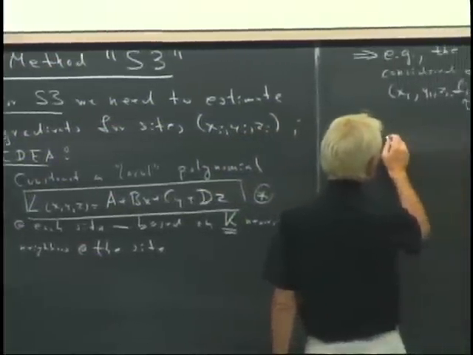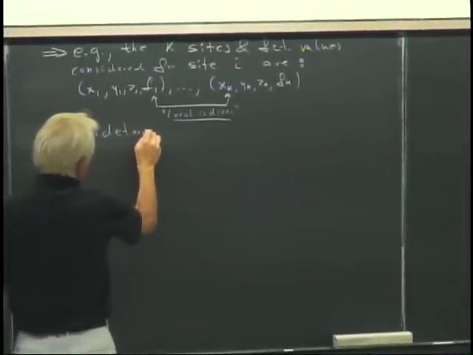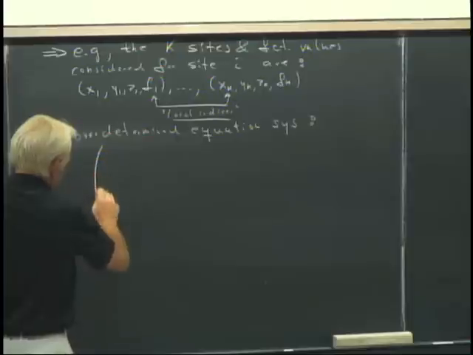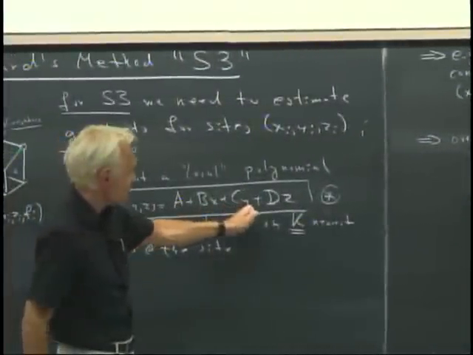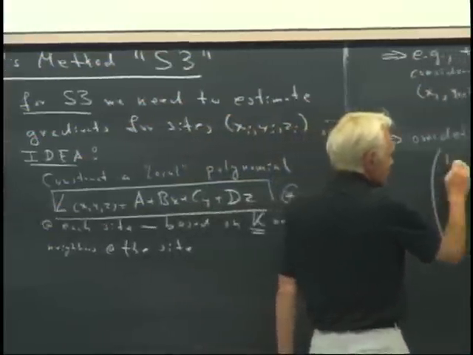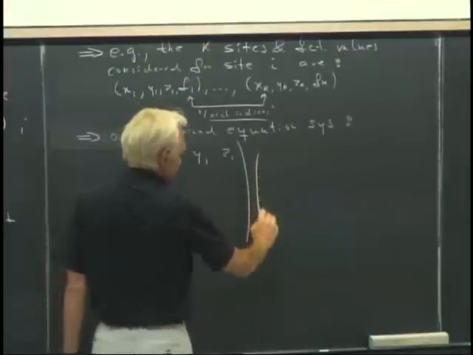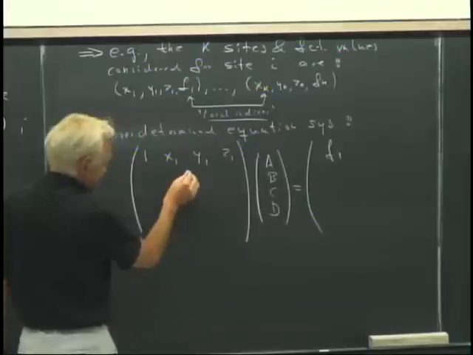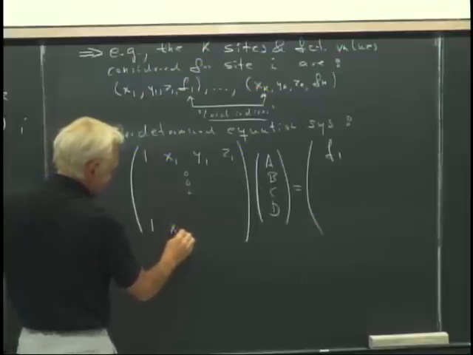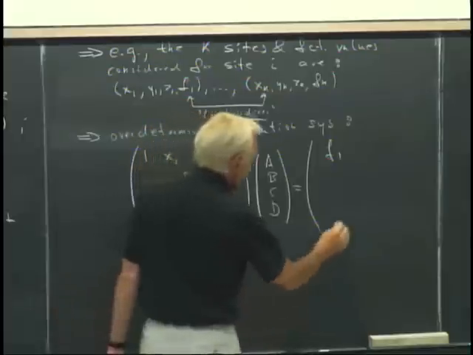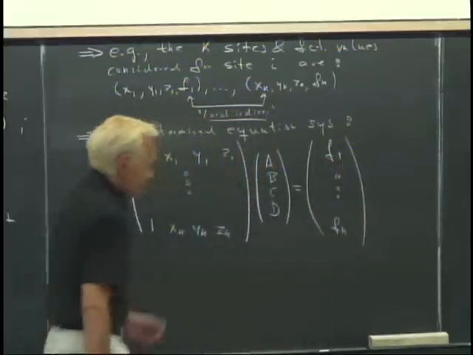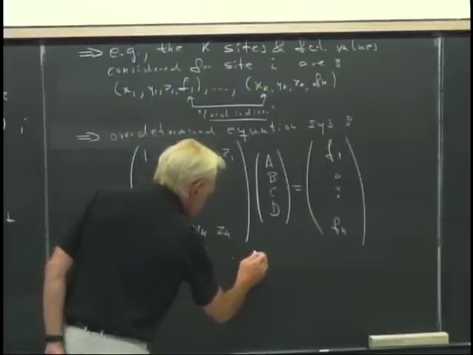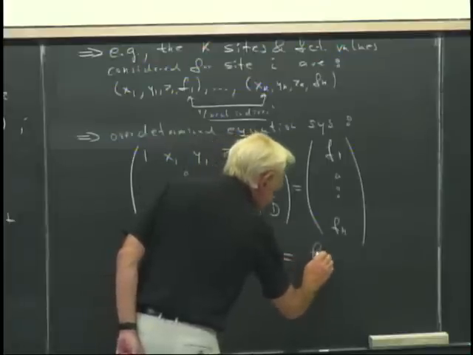So we have a set of equations, an overdetermined equation system, which will look like this. It is 1 times A plus X1 times B plus Y1 times C plus Z1 times D equals F1, right? That's the first equation. So 1, X1, Y1, Z1 times the unknown vector of coefficients A, B, C, D equals the function values at those sites. First one is F1. And now it just goes down to the last site, xk, yk, zk, where the function value is fk. So this is equivalent to writing a matrix M times coefficient vector c equals the right-hand side function value vector f.